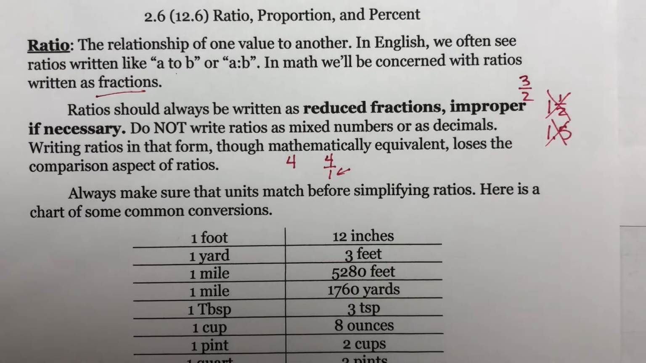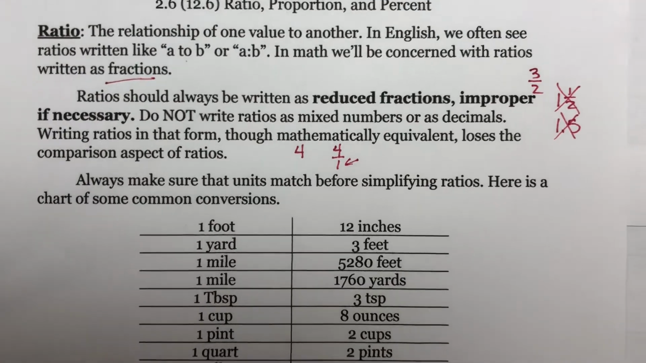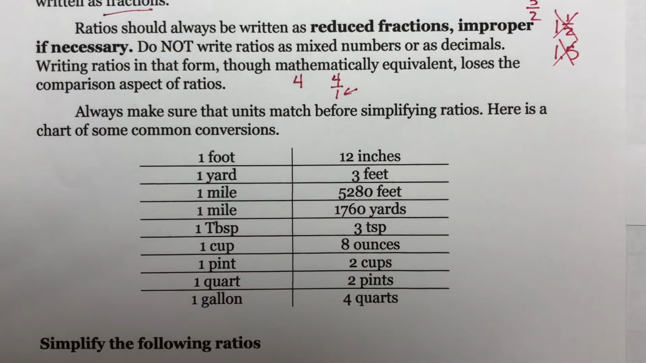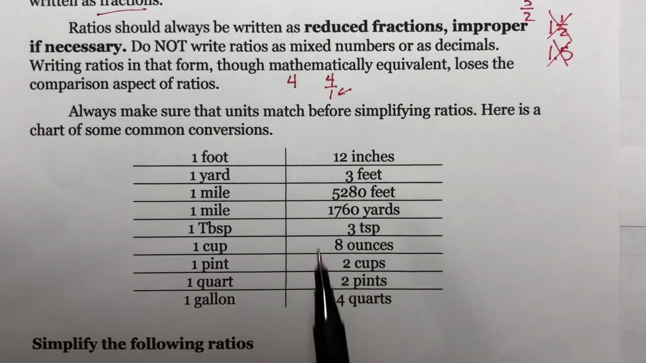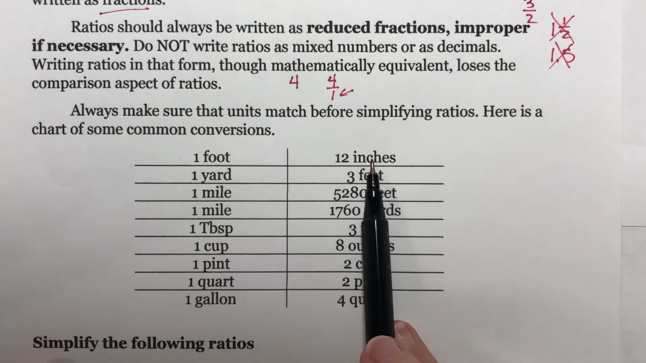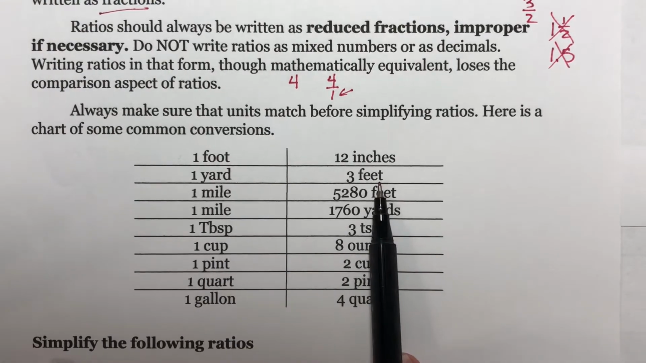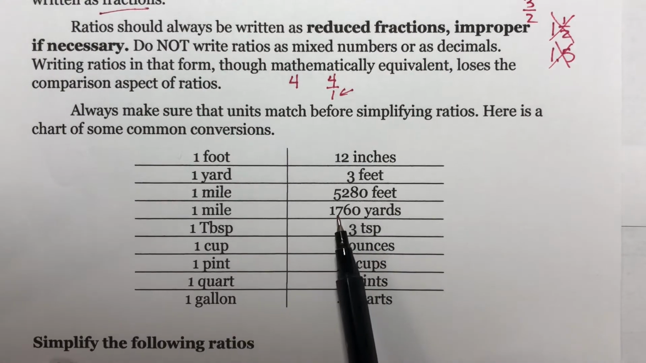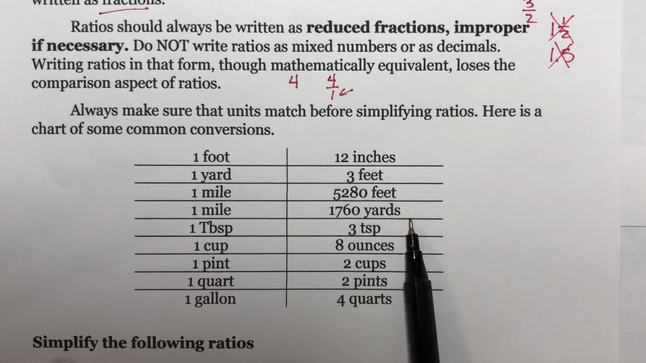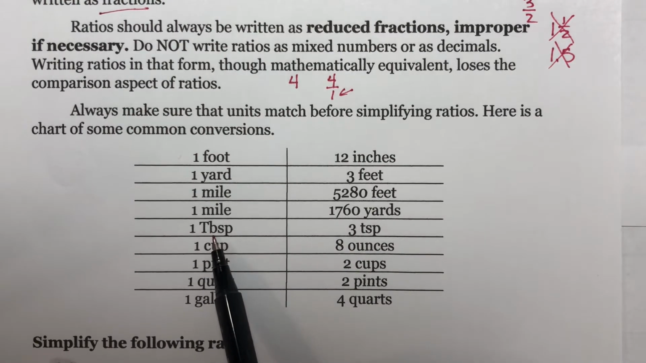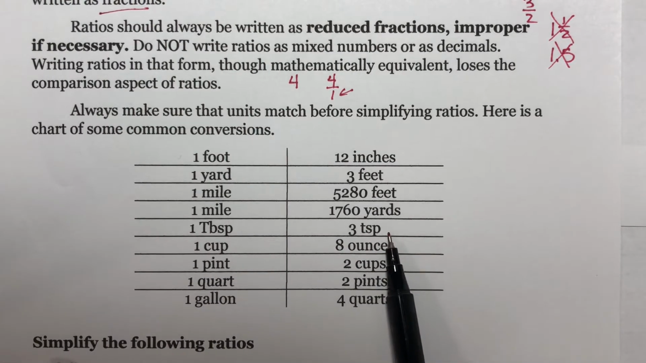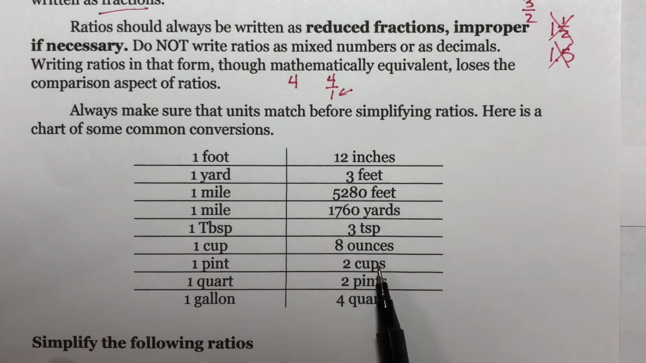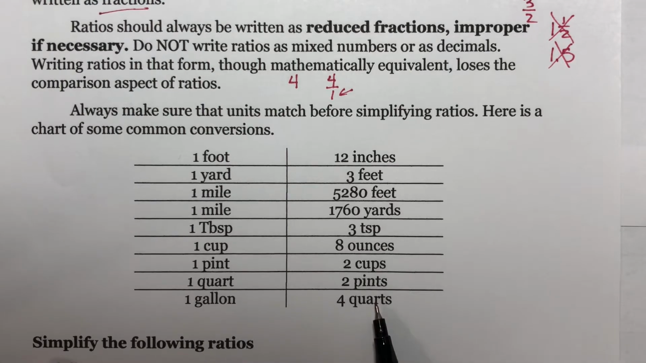Now the next thing we have to worry about is making sure that our units match before we start doing anything. I've provided some of the most common conversions that we use in this class. A foot is 12 inches, a yard is 3 feet, a mile is 5,280 feet. A mile is also 1,760 yards. 1 tablespoon is 3 teaspoons. 1 cup is 8 ounces. 1 pint is 2 cups. 1 quart is 2 pints. 1 gallon is 4 quarts.